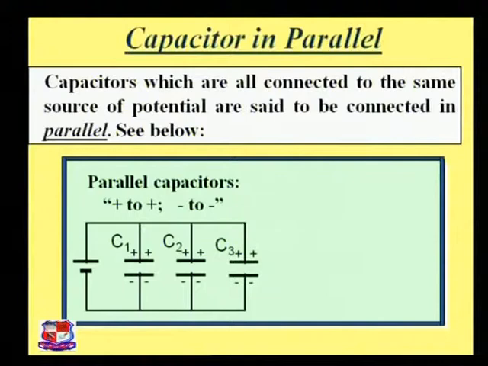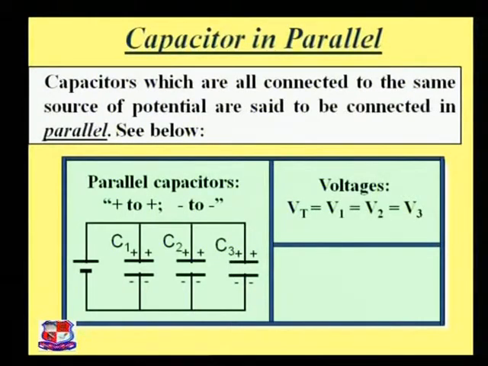Now capacitors in parallel. If you are applying the same source to all the capacitors, then the circuit is commonly known as the parallel form. Here you can see that C1, C2 and C3 get the same source voltage. In a parallel form of capacitors, the voltages are the same because all the capacitors get the same voltage. So Vt or Ve equals V1 equals V2 equals V3, or in general form, equals Vn.